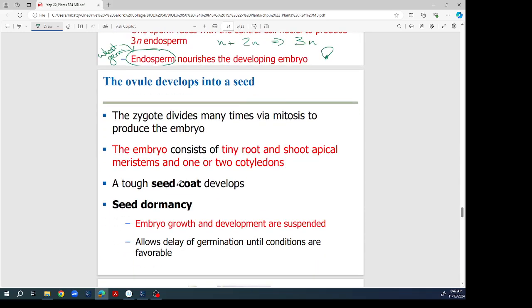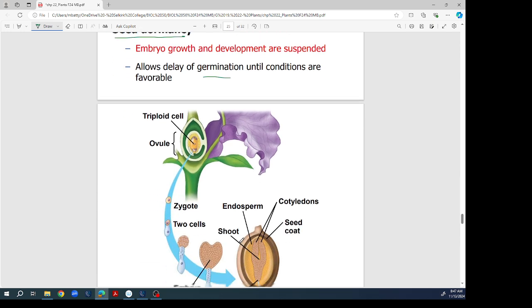So the ovule develops into the seed. Remember, the ovary develops into fruit, and the ovule develops into the seed. The embryo is going to have a tiny root and a tiny shoot meristem and one or two cotyledons. There's often a seed coat around them, and often we can have seeds in dormancy. I have some sunflower seeds in my kitchen drawer right now that I've rescued from a sunflower, and I hope to plant next year. Those seeds are now dormant in my kitchen drawer, and hopefully they will germinate next spring when I plant them in the ground and conditions are favorable.